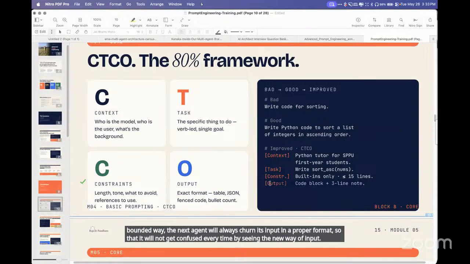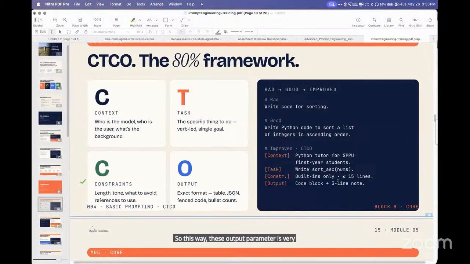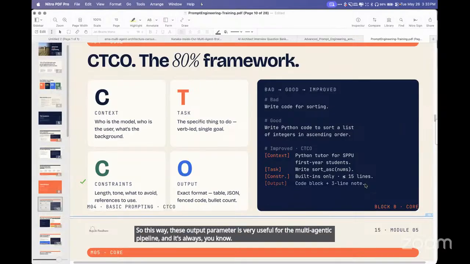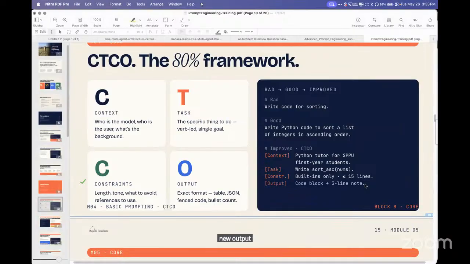So this output parameter is very useful for the multi-agentic pipeline, and it is mandatory nowadays for a multi-agentic pipeline to follow a strict input-output format for every agent, so that the next agent does not get confused by seeing new output or new input every time. So this way, it is very useful for modern agentic pipelines.